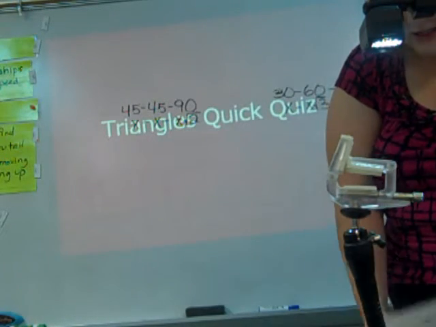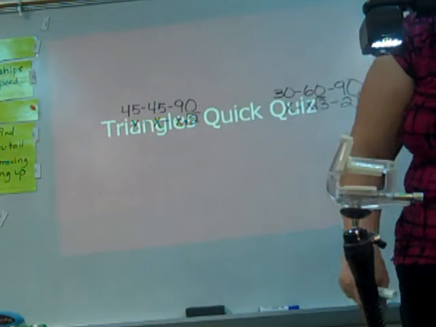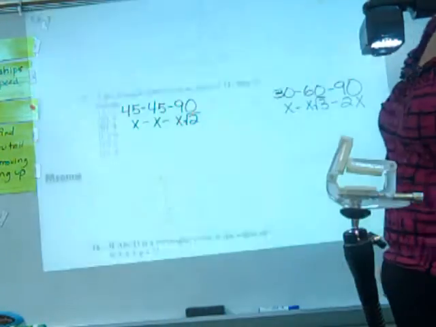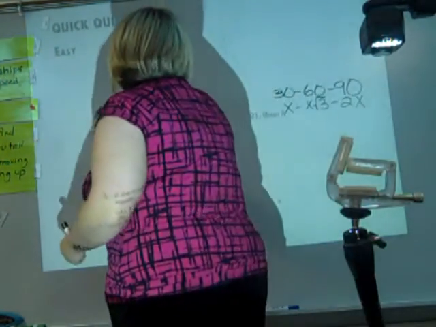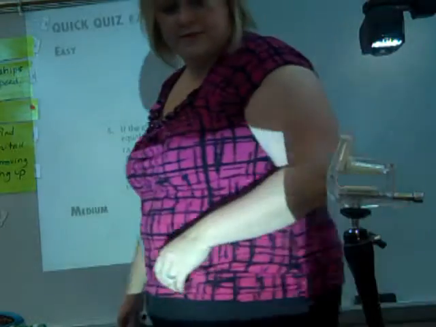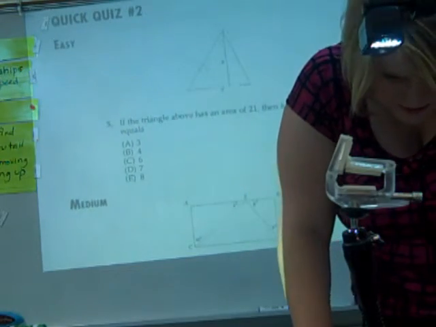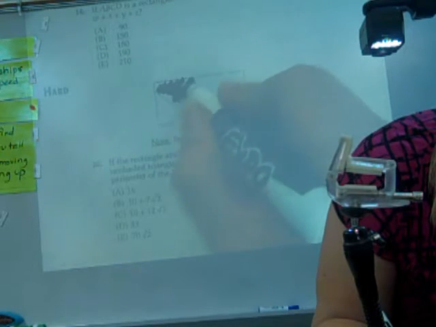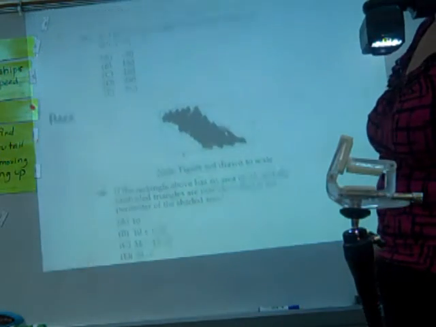Okay, so we're on quick quiz number 2. So take about 5 minutes for this. Oh, and down here, in the last one, the shaded area is here in the middle. It's that little parallelogram there in the middle on the last one.